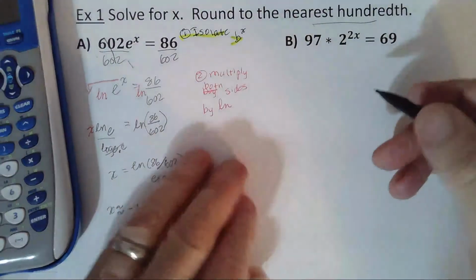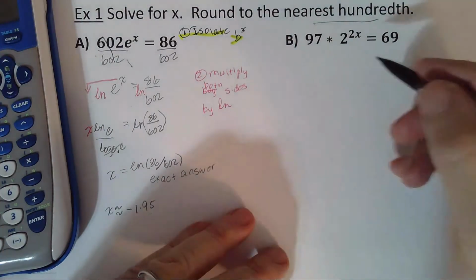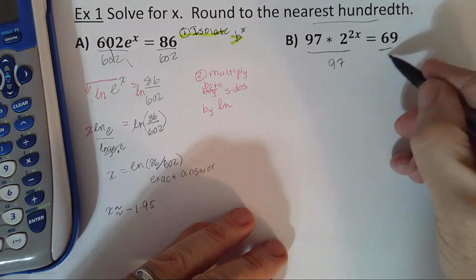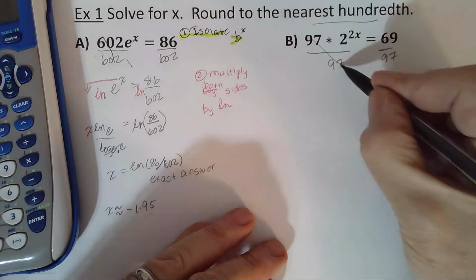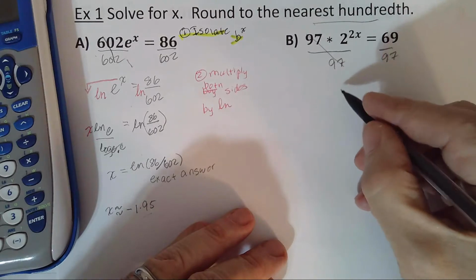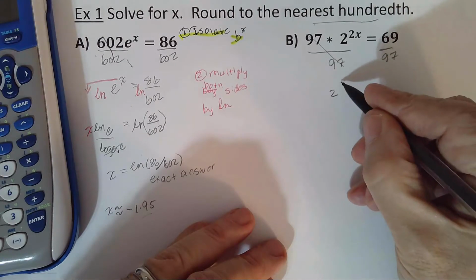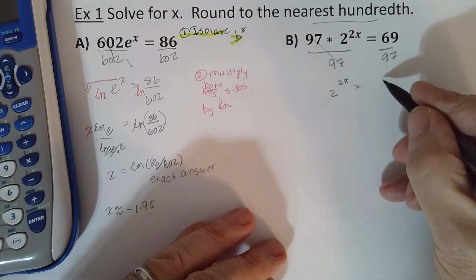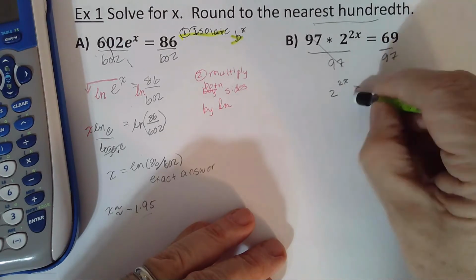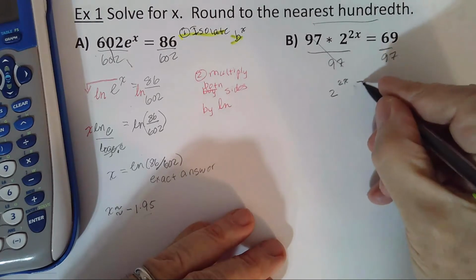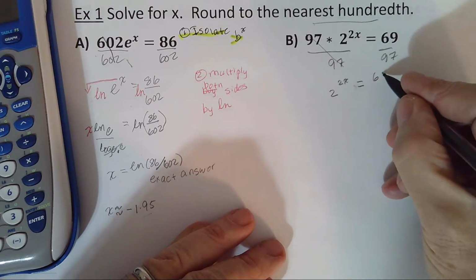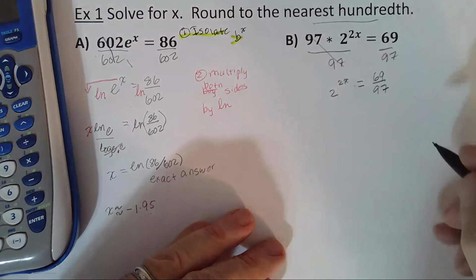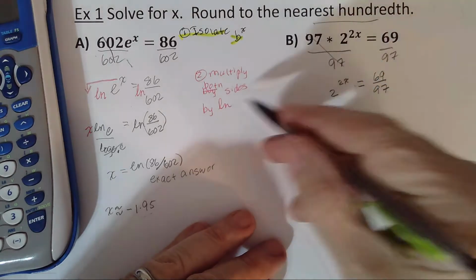Same kind of situation here. We just did a different problem. So we're going to divide by 97 to get rid of that on the left, and now I have the base of 2 with an exponent of 2x, and that equals 69 over 97. And then multiply both sides times the natural log.